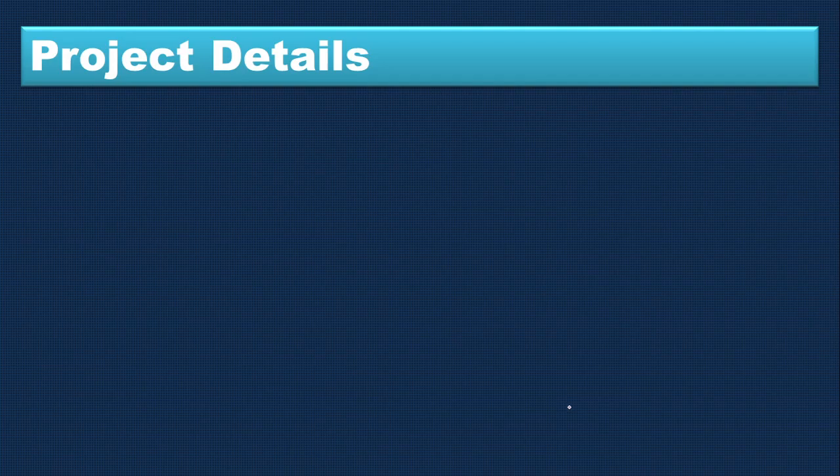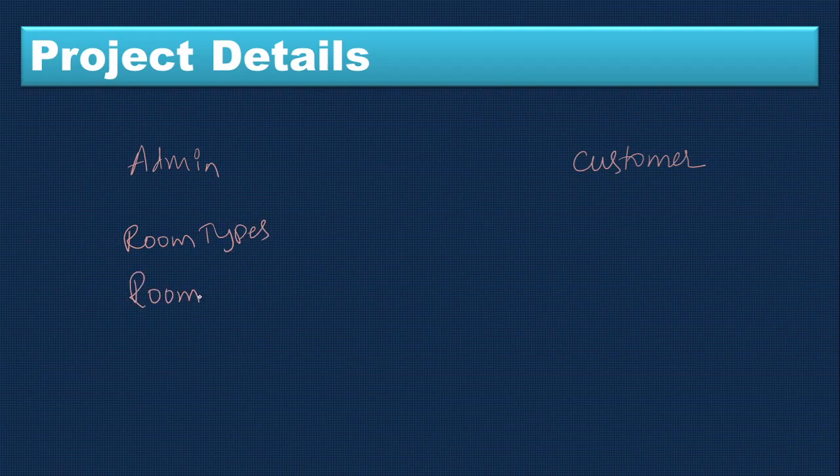So here you can provide two modules. One is the admin module, the other one is the customer module. So in the admin module, after login, you can go to the main page. Here you can use the option called room types, types of rooms, then individual room details.